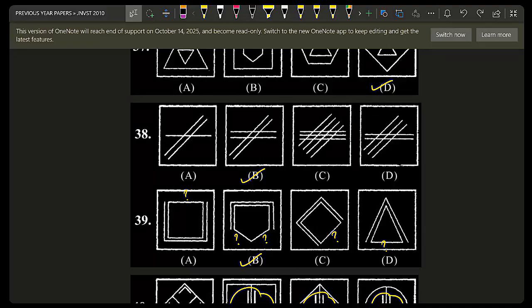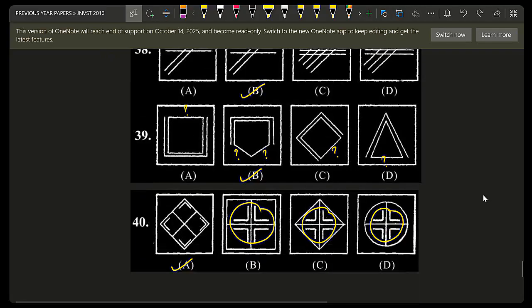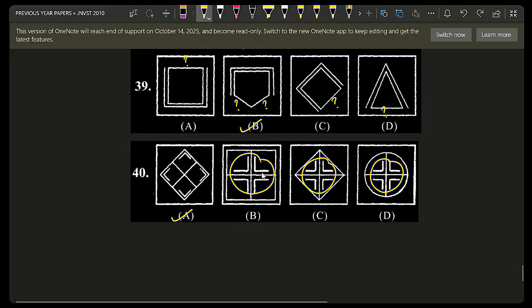Nishika, what is your doubt? Sir, did you understand question 40? All the inner designs are the same. This is the same, this is the same, this is the same. But in option A, it is different, right? Yes, sir.